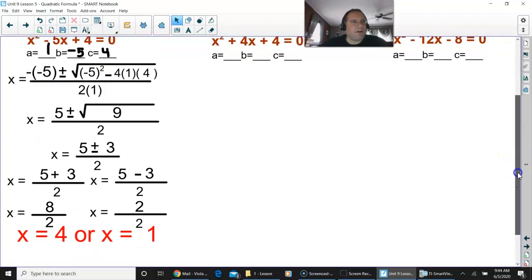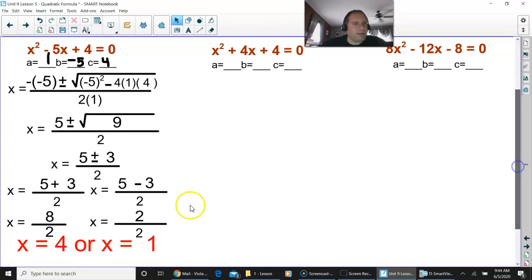So you have 5 plus 3 divided by 2 and 5 minus 3 divided by 2. You have 8 over 2 and you have 2 over 2. X equals 4 or X equals 1. All right, so that's basically it. Go ahead, do number 2. Press pause now.